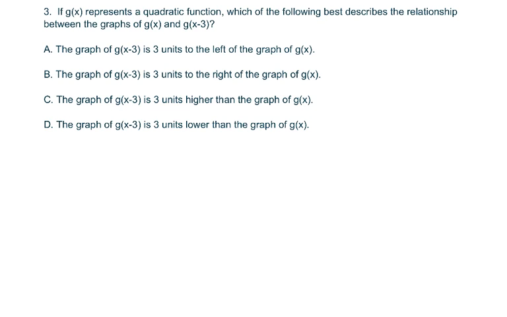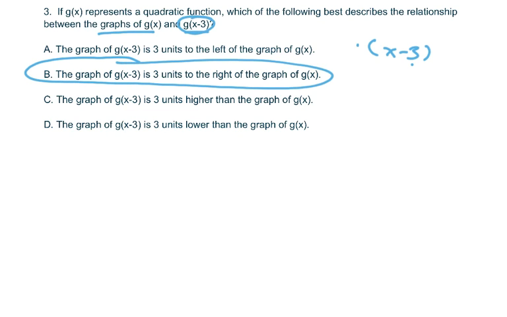It says if g of x represents a quadratic function, which of the following best describes the relationship between the graphs of g of x and g of x minus 3. You need to know that since it's in the parentheses, this would be a shift to the right by 3. So the answer is this.